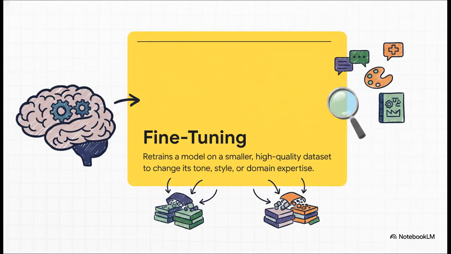Now, what if an off-the-shelf model just isn't quite right? Well, that's where fine-tuning comes in. This is where you take a powerful pre-trained model and you retrain it on a smaller, specific set of your own data. This is how you teach a model the specific jargon of your industry, turning it into, say, a specialized legal or medical expert.